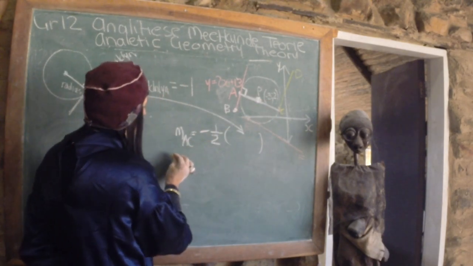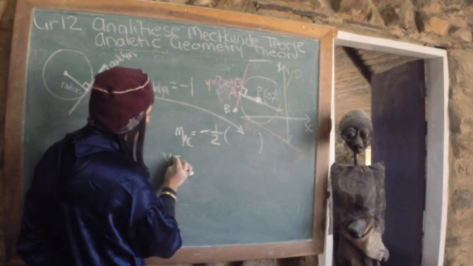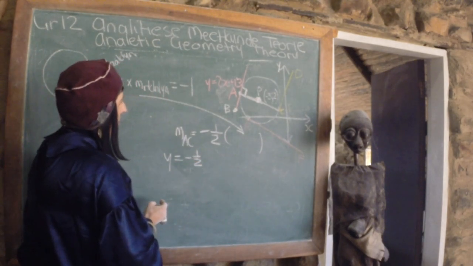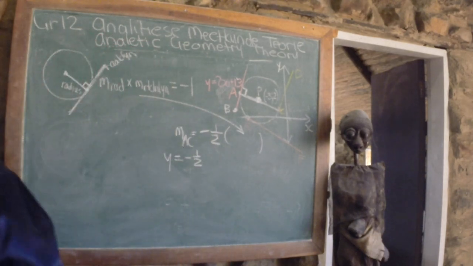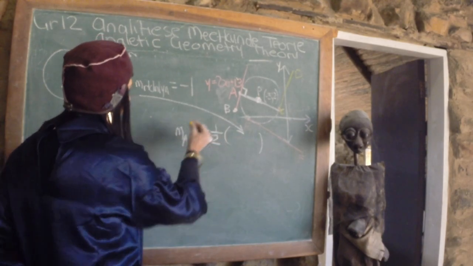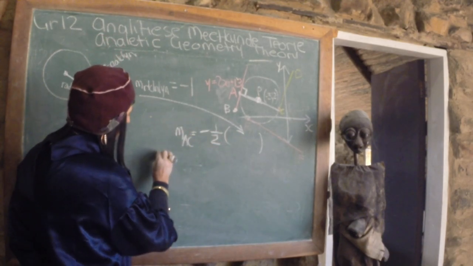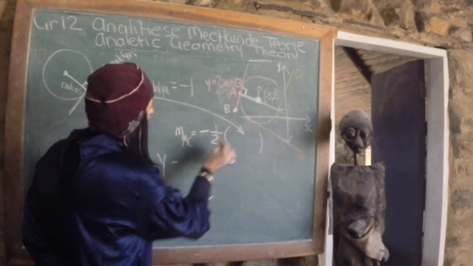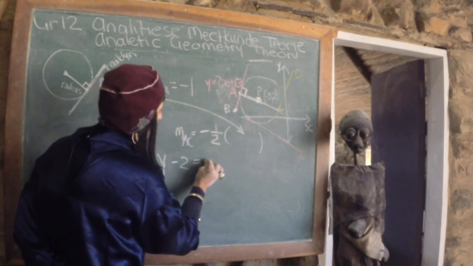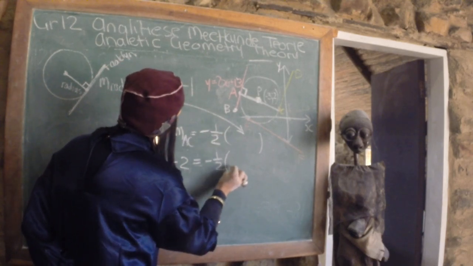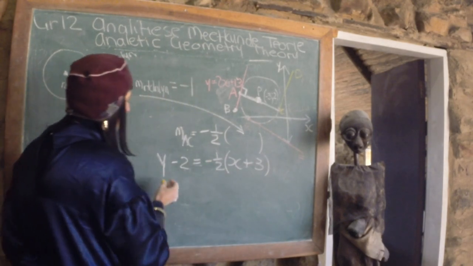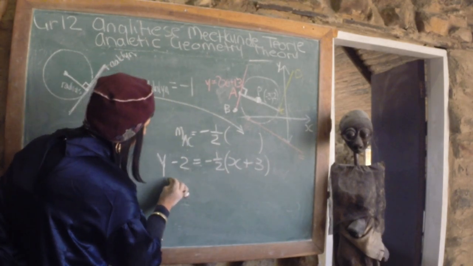So I'm going to insert my gradient minus a half. And I'm going to insert, let's use another standard form. Kom ons gebruik net ons ander standaard vorm as ek 'n punt en die gradiënt het. Dis y minus 2 is gelyk aan my gradiënt minus 'n half x min 3. Okay, so then I can just multiply out.